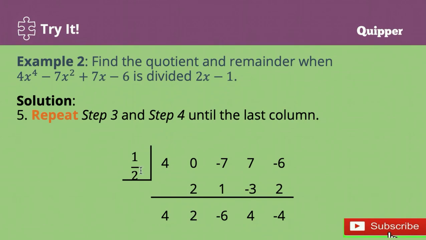2 times 1/2 is 1. Negative 7 plus 1 is negative 6. And negative 6 times 1/2 is negative 3. 7 plus negative 3 is 4. 4 times 1/2 is 2. Negative 6 plus 2 is negative 4. This number here, the last number, is what we call the remainder. So we already have the value of the remainder.